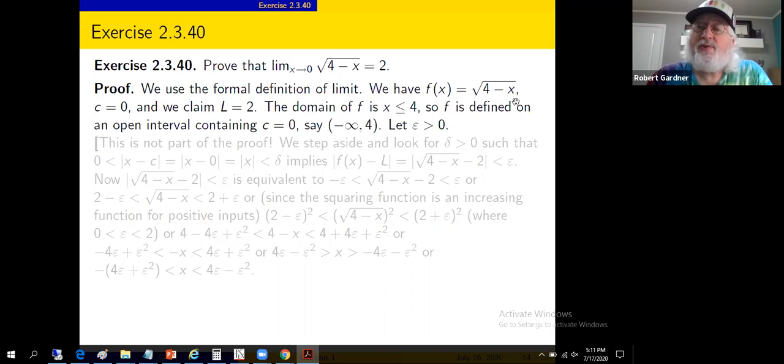Then we'll be taking square roots of positives and we're good to go. So how about the open interval negative infinity to 4? It's open because I've excluded the endpoint. It only has one endpoint and it's excluded. Yeah, that's an open interval.